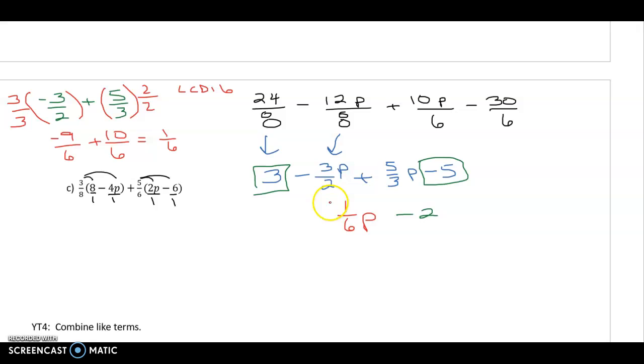Now that was a lot of work to get to that one simplification. And like I said, as we work with fractions in different ways, I will show you different methods for working with them.